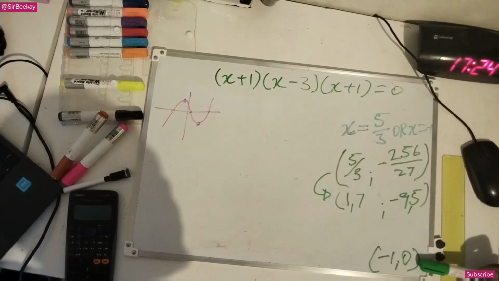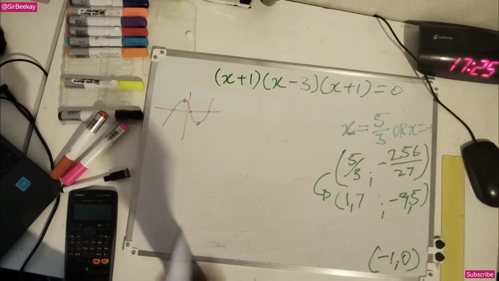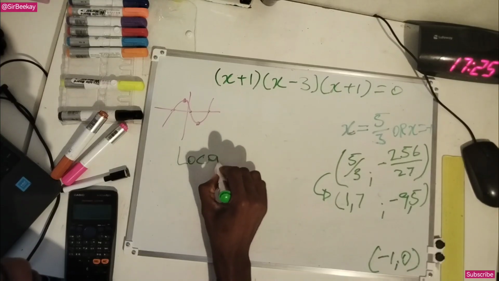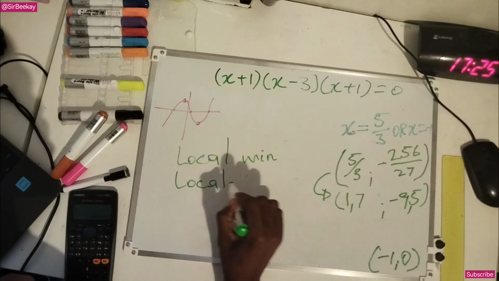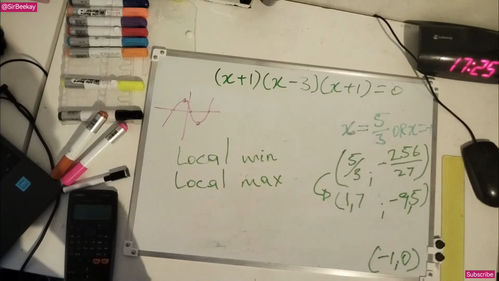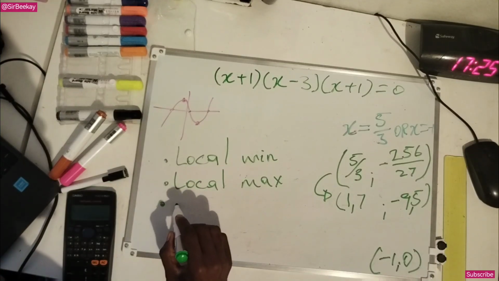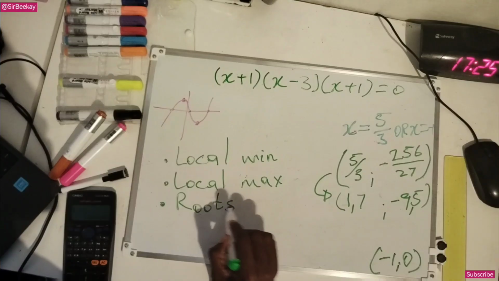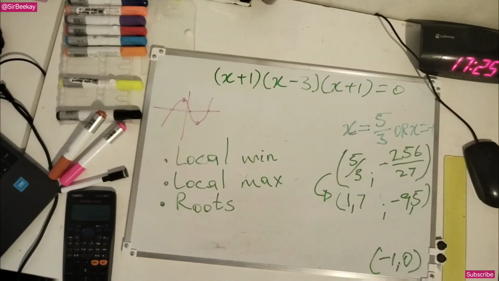So we have the local minimum and the local maximum. We have our roots as well. Those are the only 3 things we need to be able to plot this graph. Then the next step from here is plotting your actual graph. Let us try and do a depiction of that.